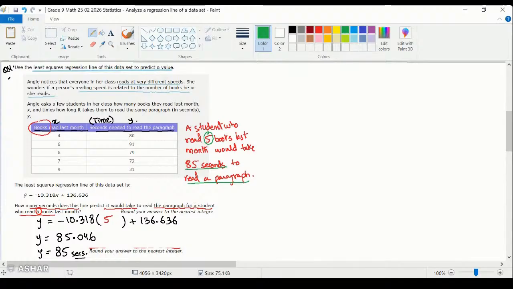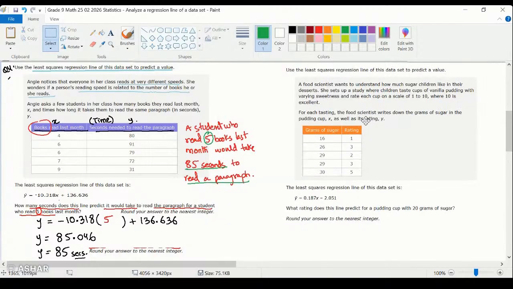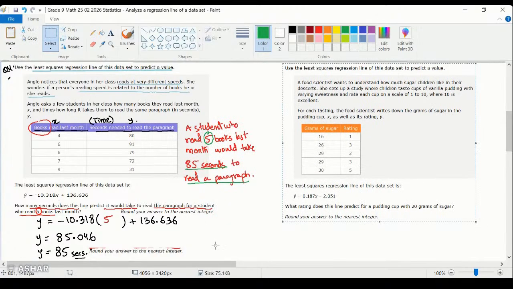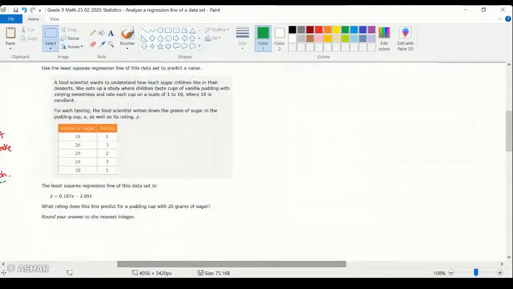For the next question, it says, just a moment please, use your least square regression to predict a value for the given information. And the given information to us is, okay, question number 5. If this information is given to us in question number 5, and they are saying round your answer to the nearest integer. This was question number 5.